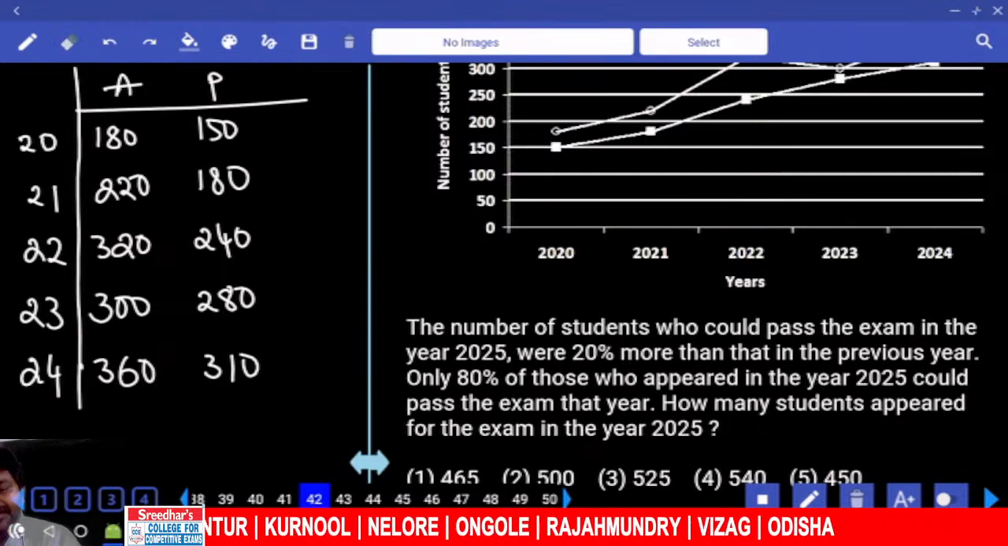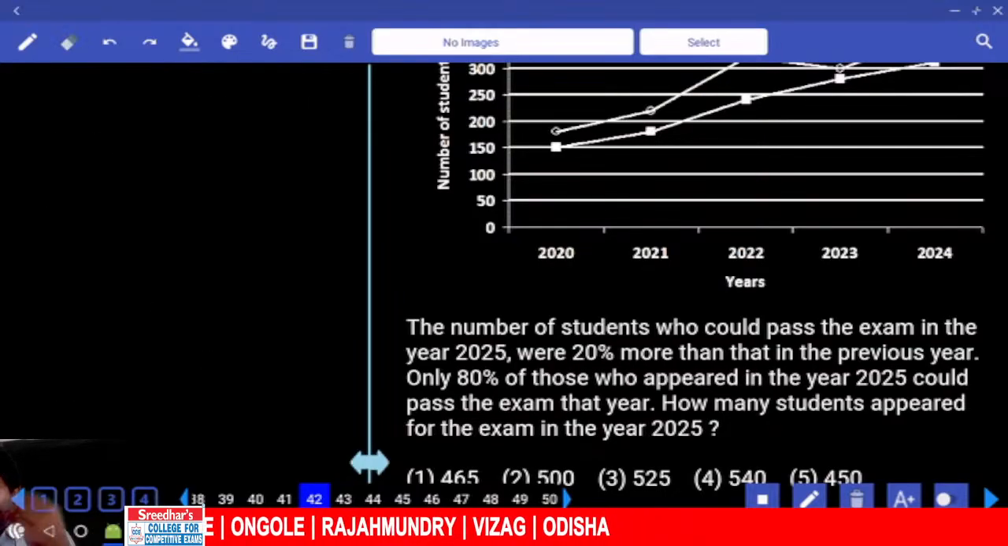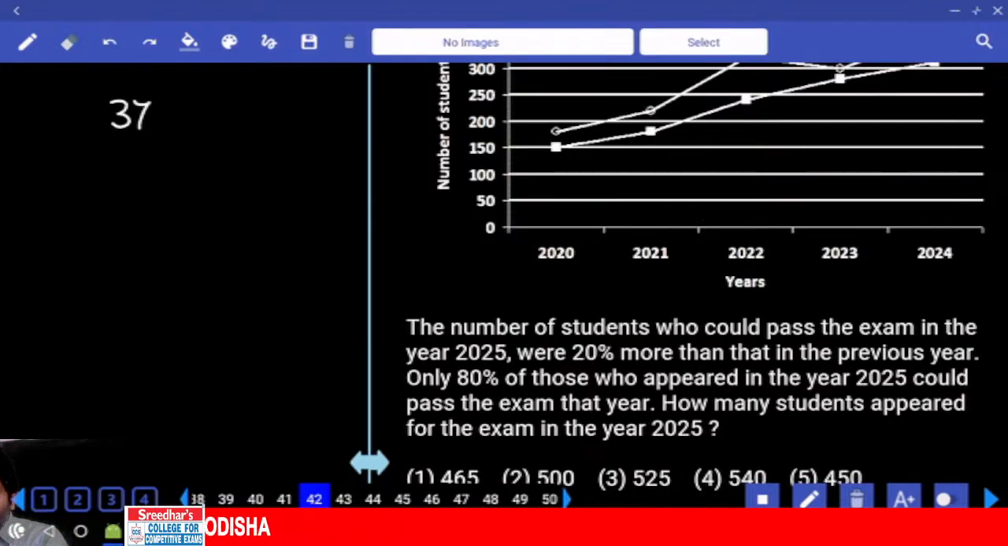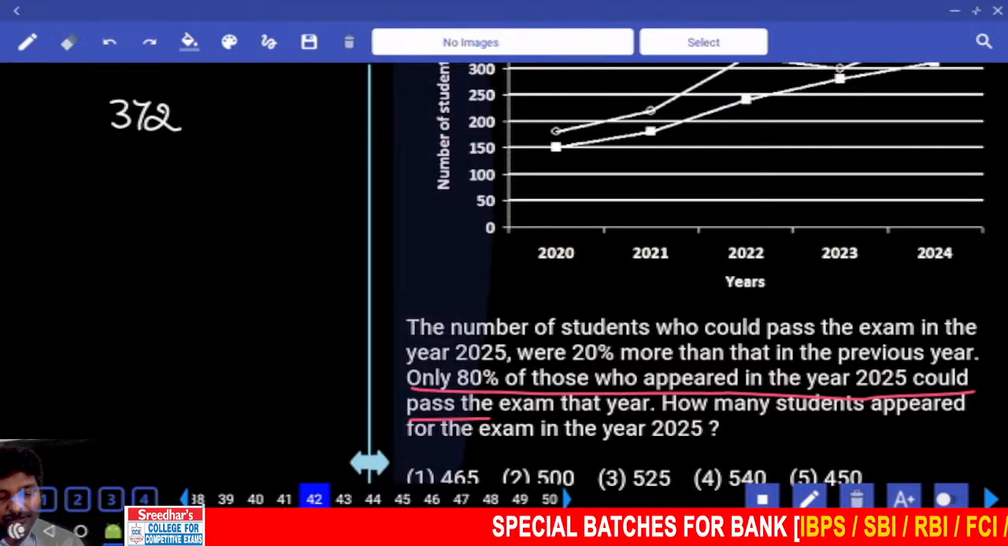Number of students who could pass the exam in the year 2025 were 20% more than the previous year. Previous year passed students are 310. Now this year it will be 20% more. 10% is 31, 20% is 62. 62 more gives 372 passed students.